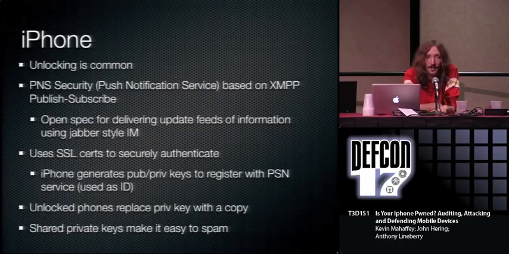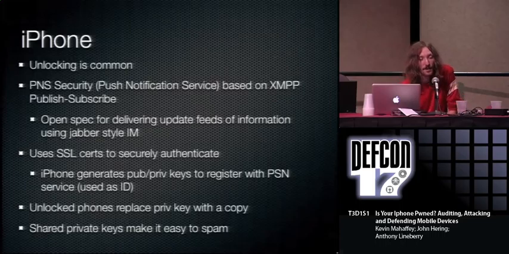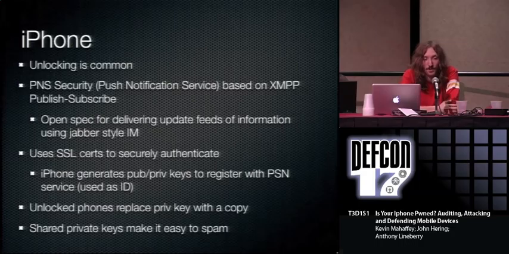On the iPhone, unlocking is very common. A lot of people don't want to use an iPhone on AT&T. And we now have the push notification services that everyone's using for notification of IMs coming in because iPhone doesn't allow background processing or background processes. The push notification is based on the XMPP publish subscribe protocol, which is basically used for Jabber IM. And they use SSL certs basically as user IDs for each device when you activate your iPhone.